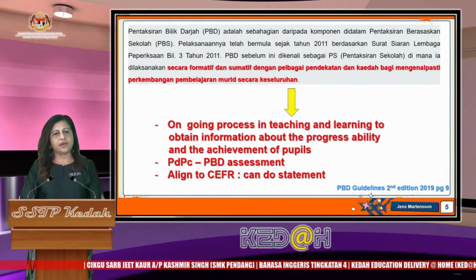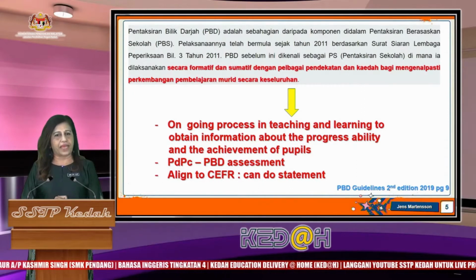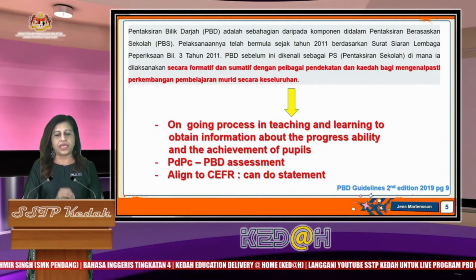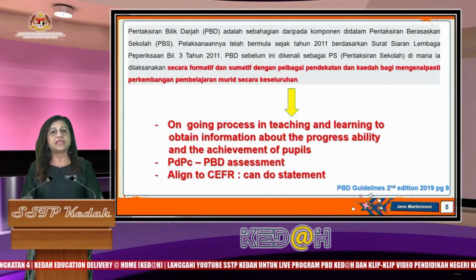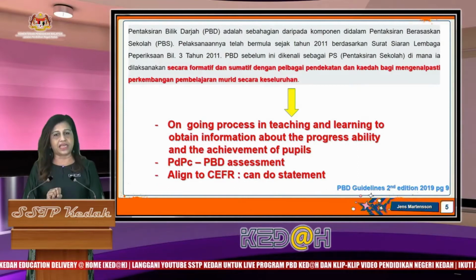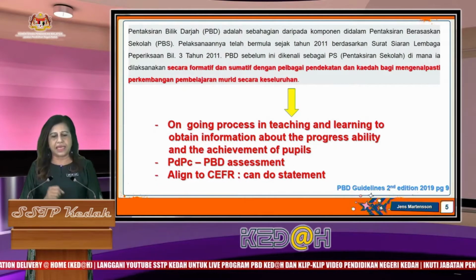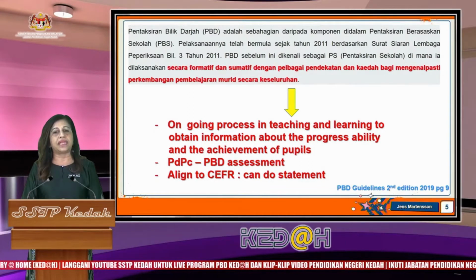Well, teachers, what is Pentaksiran Bilik Darjah? I got this from the PBD Guidelines, 2nd edition, 2019, page 9. In Bahasa Melayu, it is secara formatif and summative dengan pelbagai pendekatan dan kaedah bagi mengenal pasti perkembangan pembelajaran murid secara keseluruhan. In English, it is an ongoing process in teaching and learning to obtain information about the progress, ability, and the achievement of pupils.